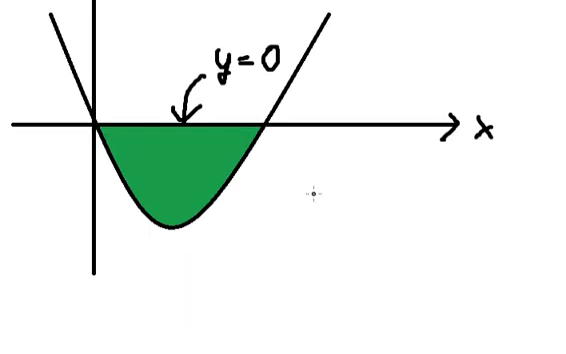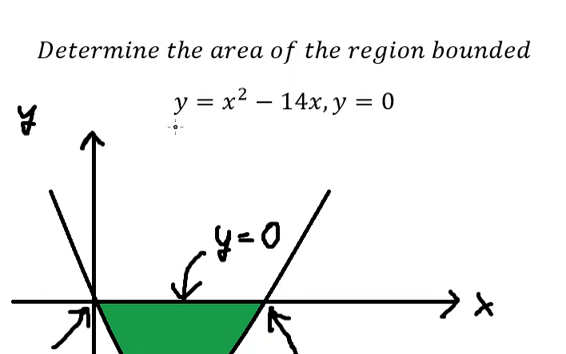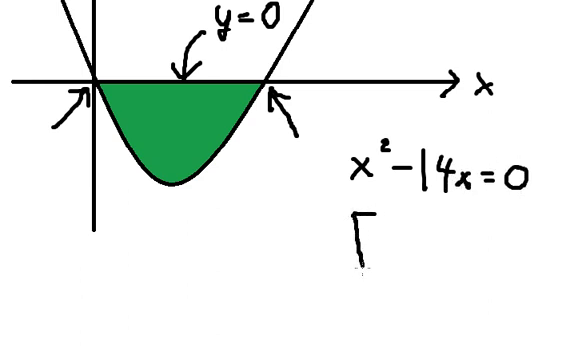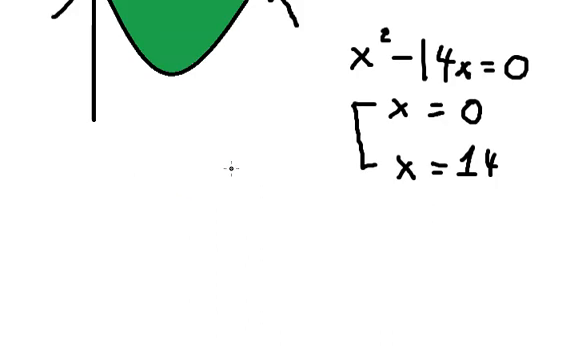So we need to set up the integration. The first thing, we need to find the intersections in here and here. So we have y and y. So we have s squared minus 14s equals 0. So we calculate this one and we get s equals 0 and s equals 14. So we have the area, which should be the integration from 0 to 14.